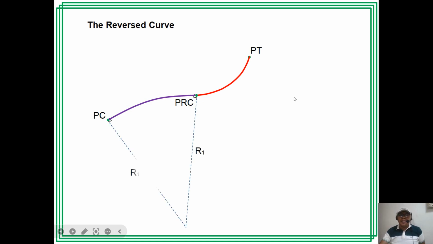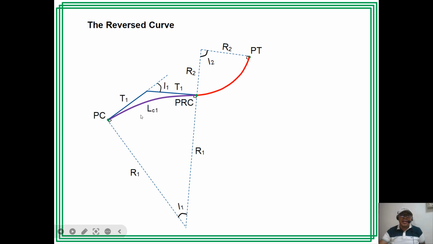Then we have the radius R1 for the first curve, and the radius R2 for the second curve. Then we have the central angle I1, the central angle I2, and the tangent T1. Then we have I1 also here, in between the tangents T1.